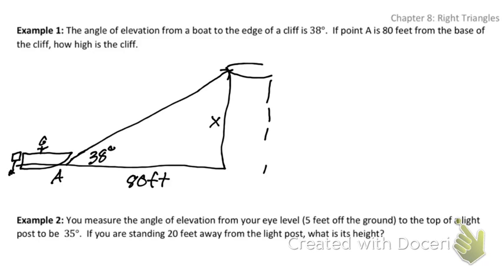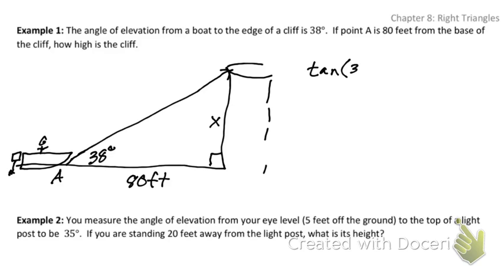Well, we have a right triangle because the cliff we're saying is straight up. We have a right triangle, so that means we're going to use either sine, cosine, or tangent. What would I use to actually solve for that X? Robin? I would use tangent. We would say, well, since it's opposite over adjacent, we'll use tangent.